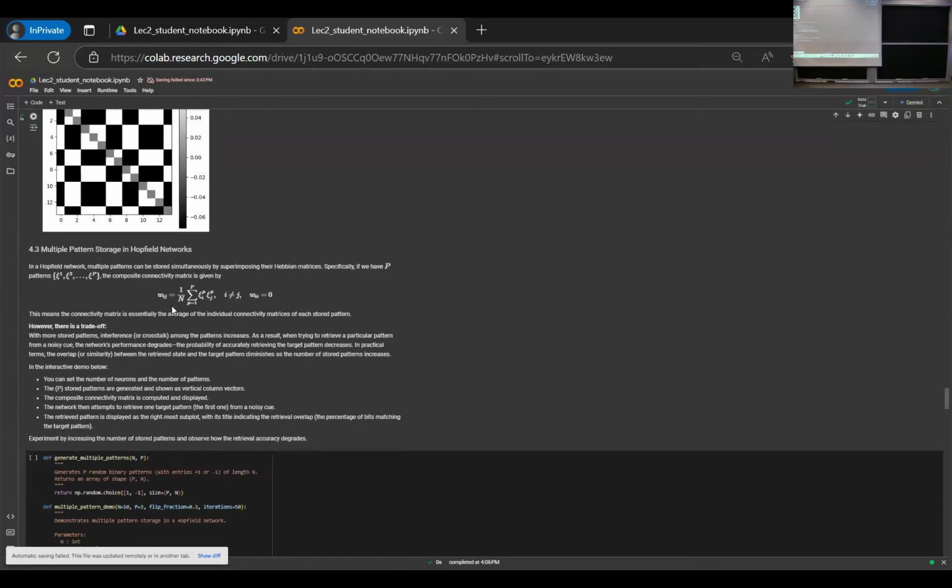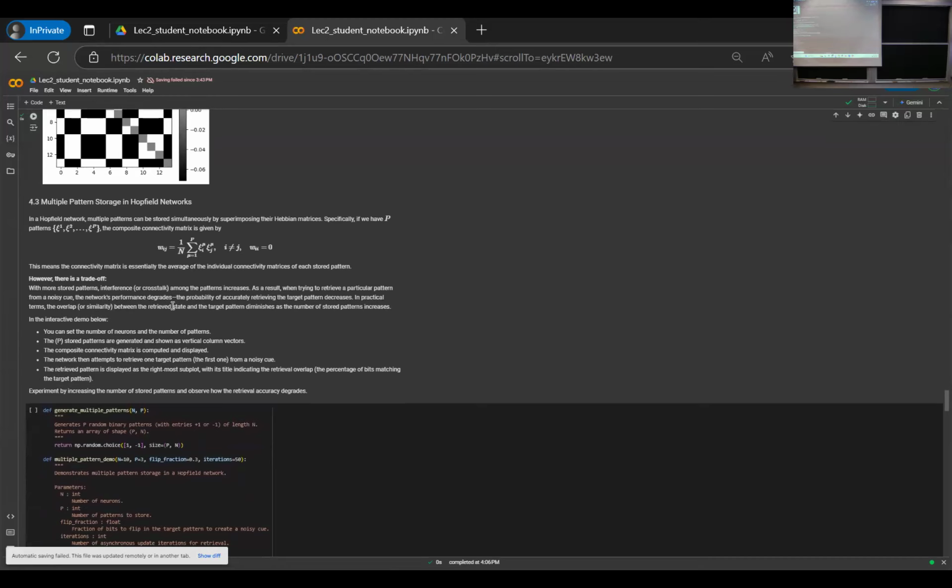Lastly, multiple pattern storage. This is a trade-off. If you want to bring it back to the brain, we're saying we have a certain number of neurons, a fixed, limited number. But what we potentially want to do is maximize the use of this limited capacity to encode as many memories as possible. That sounds good, but it comes with a trade-off. We can store multiple different patterns, but the cost is that the retrieval accuracy for each of them is going to be diminished.